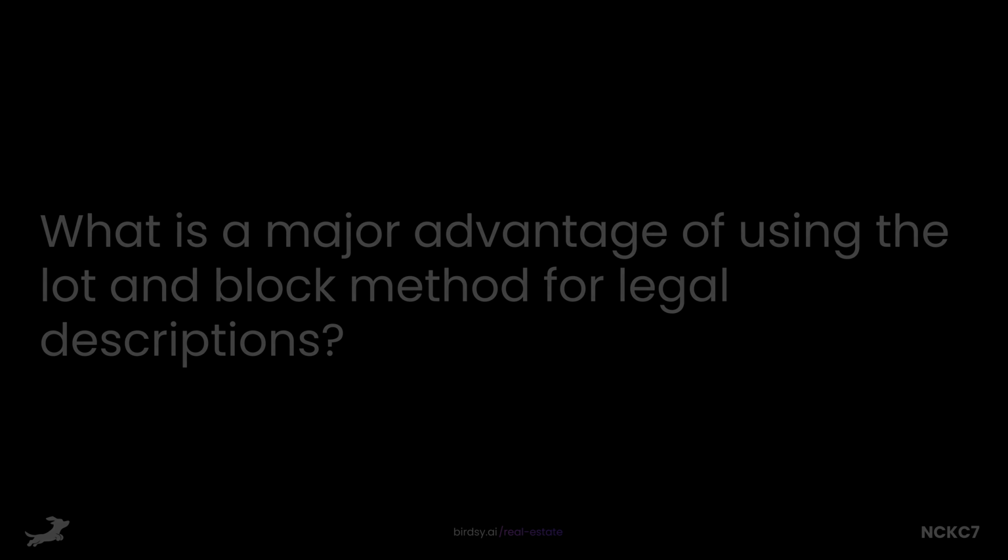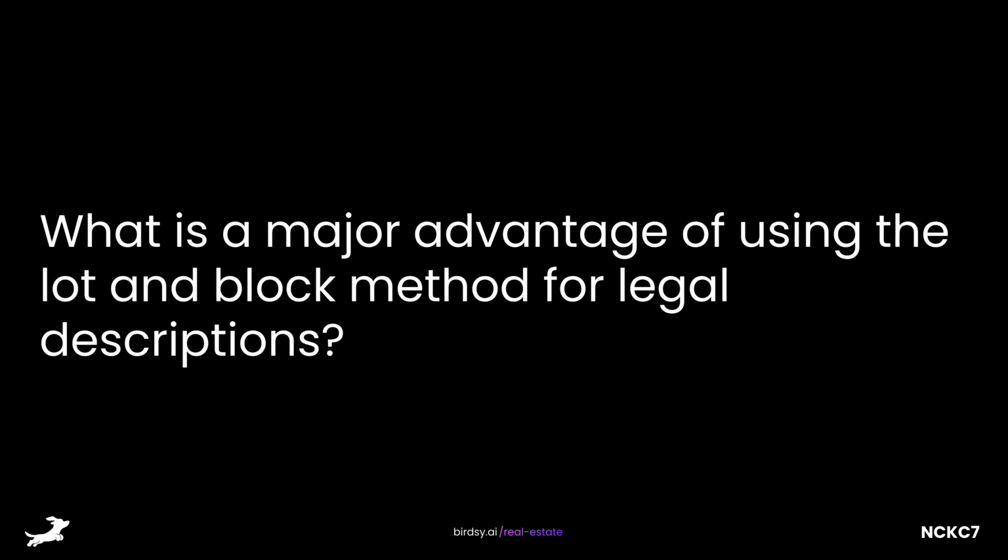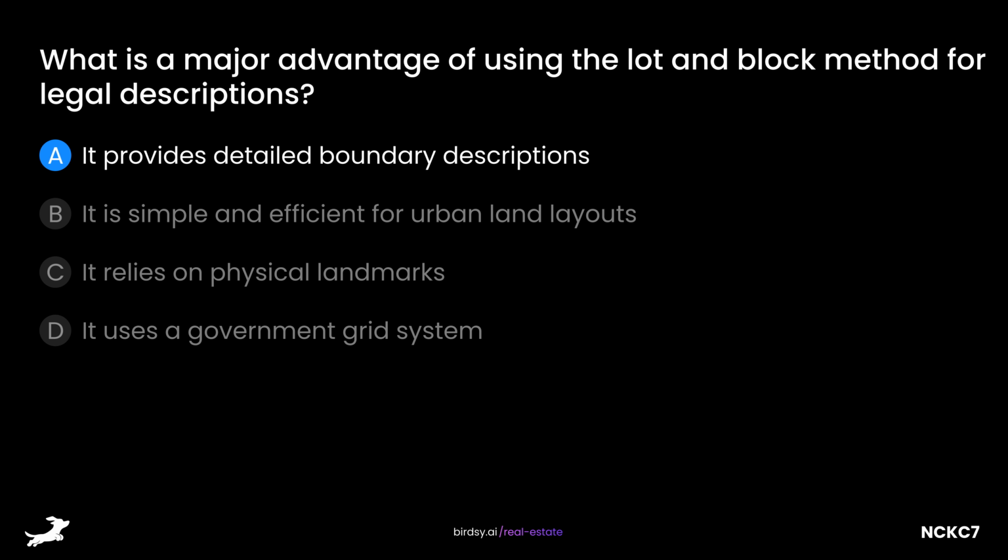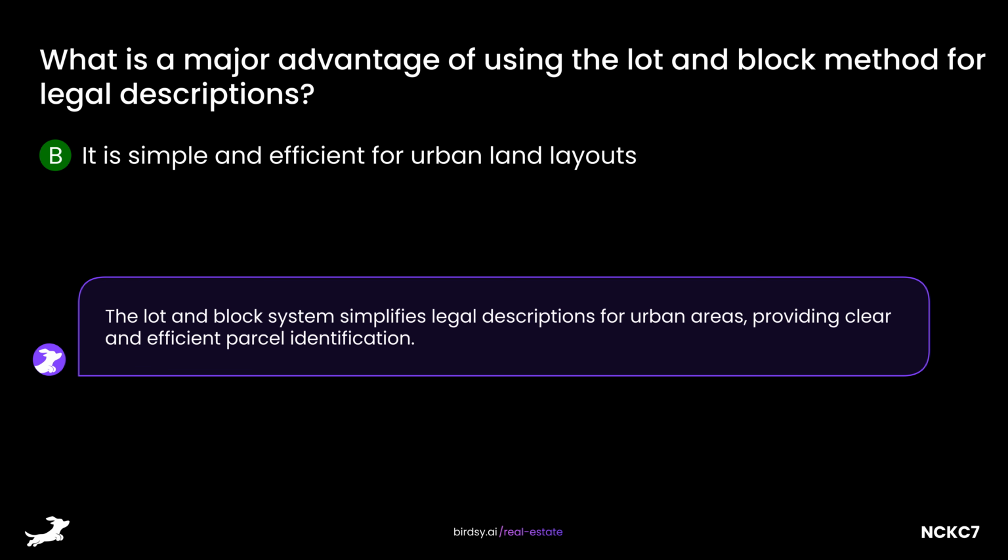What is a major advantage of using the lot and block method for legal descriptions? Is it A, it provides detailed boundary descriptions? B, it is simple and efficient for urban land layouts. C, it relies on physical landmarks. Or D, it uses a government grid system. The answer is B. The lot and block system simplifies legal descriptions for urban areas, providing clear and efficient parcel identification.